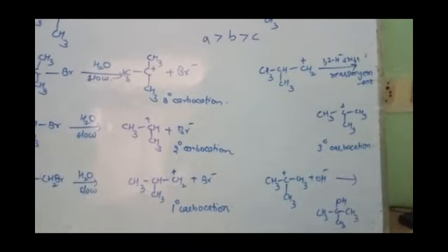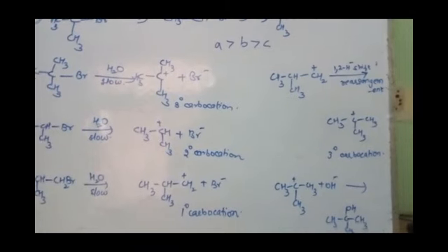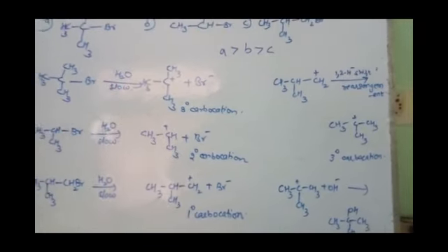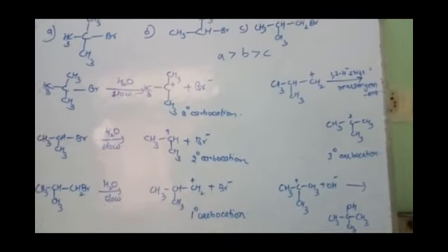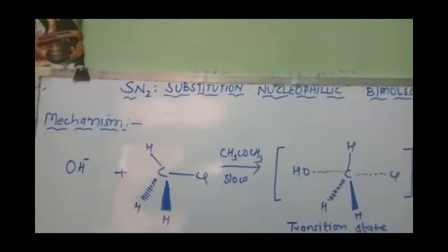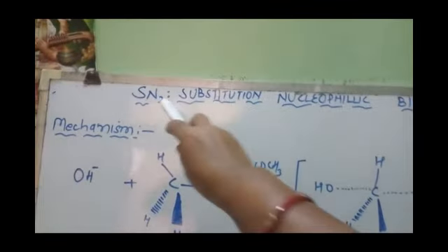But students, as I have told you, we have to compare the carbocations before rearrangement, not after rearrangement. Before rearrangement, since it is forming a primary carbocation only, we have to compare that. Hence the rate of reaction will be in the same order, that is A will be most reactive for SN1, then B, then C. So students, we will now start the SN2 reaction.